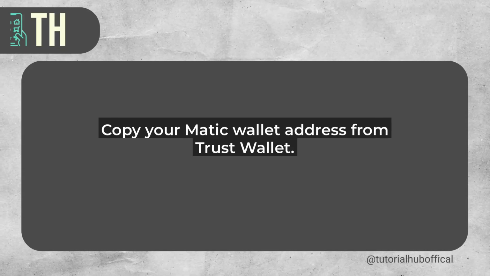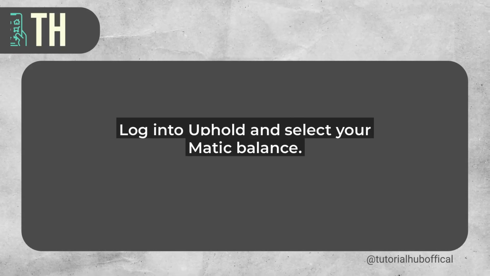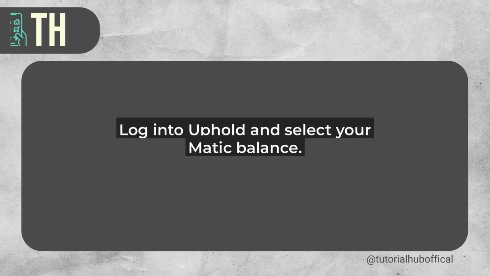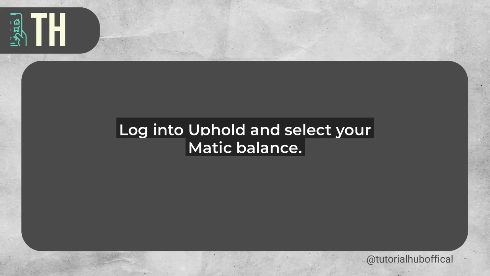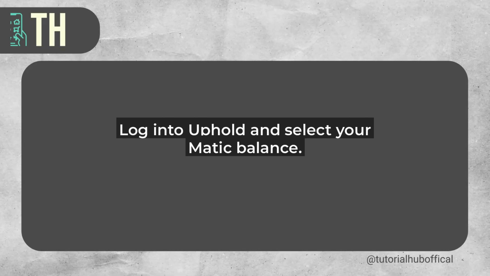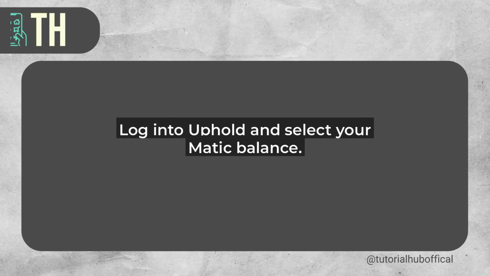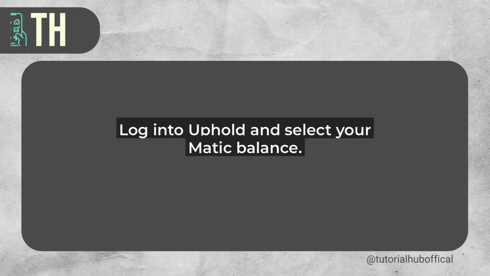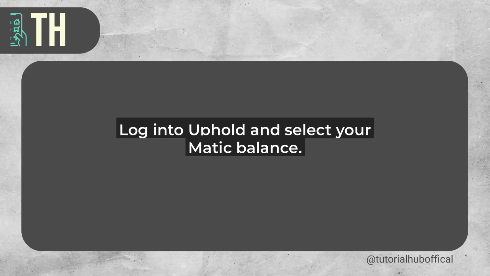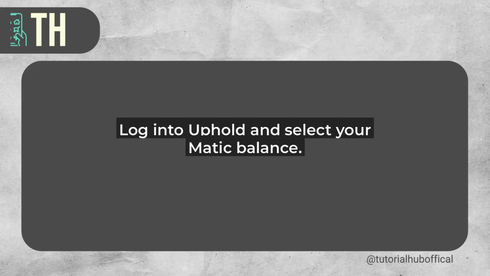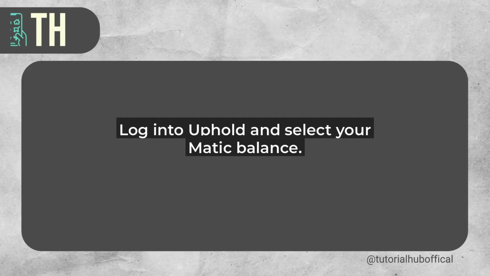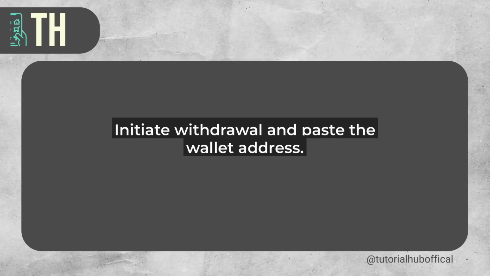Next, head over to your Uphold account. Log in, go to your dashboard, and find your Matic balance. Click on it to access the withdrawal options. Select Withdraw or Send, then paste the Trust Wallet address you copied earlier. Double-check that you're selecting the correct network. Make sure it's the Matic Polygon network to avoid any errors.